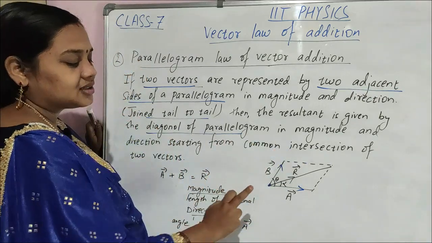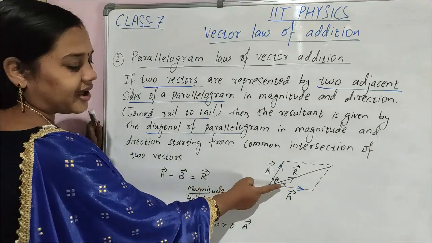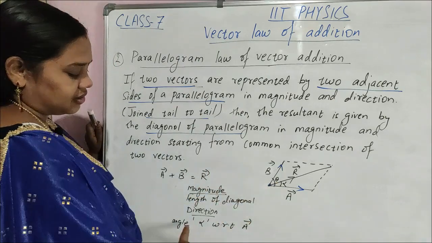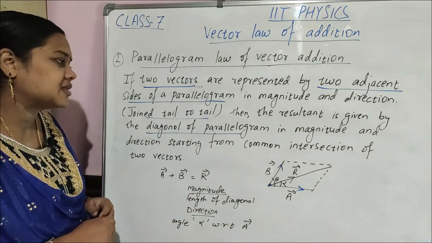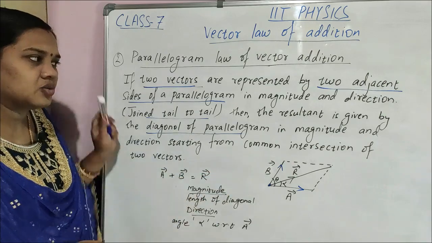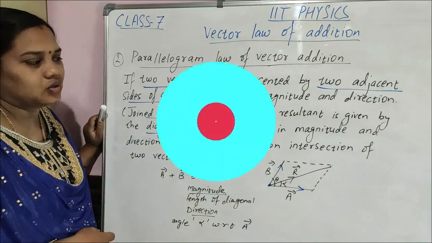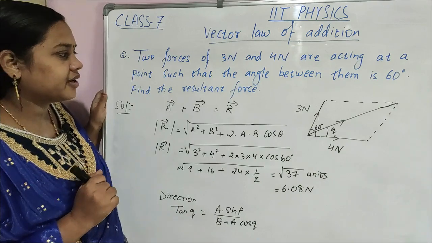It makes an angle alpha with the A vector. That is the direction. Clear? Now children, please note this down neatly. You must draw and write this also, the definition. Write it down.